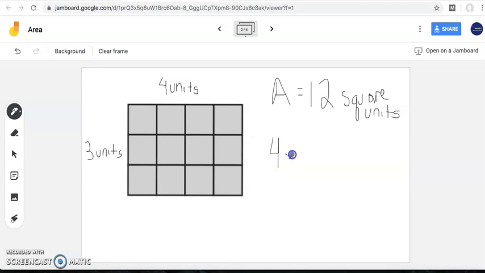So when you're given a picture like this, you're more than welcome to count the squares that take up the entire rectangle. Or you can choose to find the length and the width and simply multiply. So 4 times 3 is also 12 square units as well. They are both correct ways of finding the answer to the problem. But as a reminder, area is length times your width.